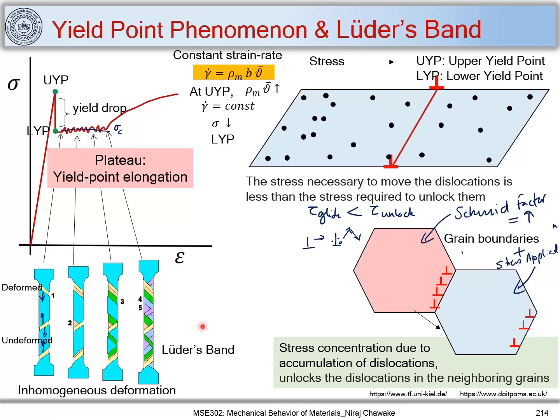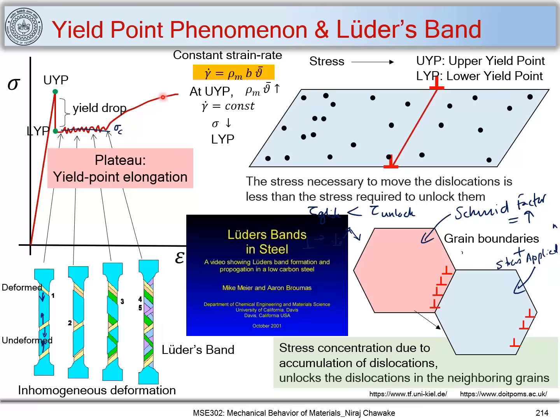Why is it happening? Because some of the grains will be oriented favorably with respect to the tensile axis. And thus you have a localized deformation which propagates in the form of Luder bands. And once it occupies the complete gauge length, then the material starts deforming uniformly, or homogeneously rather. Now let's see practically how this Luder band forms. So let's look at this video.